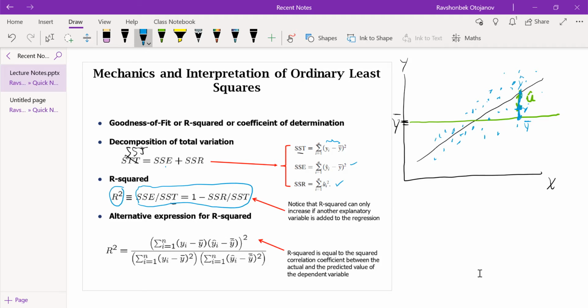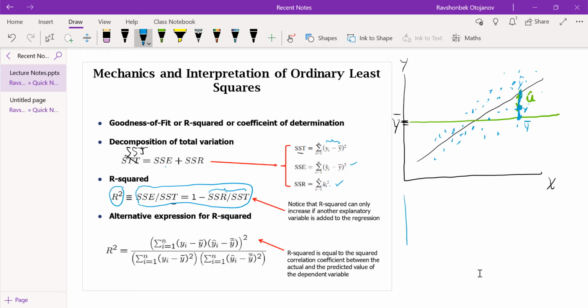Explained sum of squares over total sum of squares, or simply 1 minus residual sum of squares over SST. So 1 minus whatever is not explained by the regression divided by total variation. As such, what we mean here is that if the SSR is high, then we can expect 1 minus this expression to be a low value. So as a result, we get a low R squared.